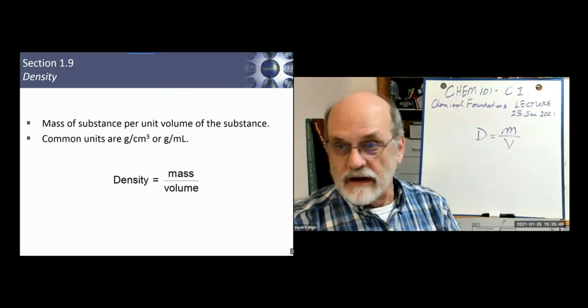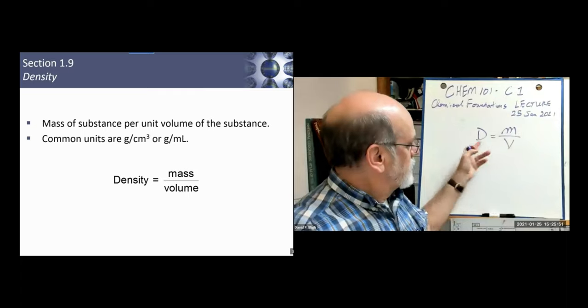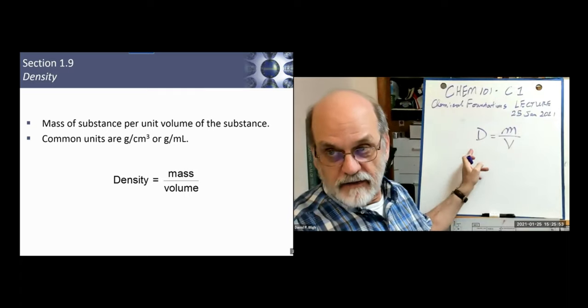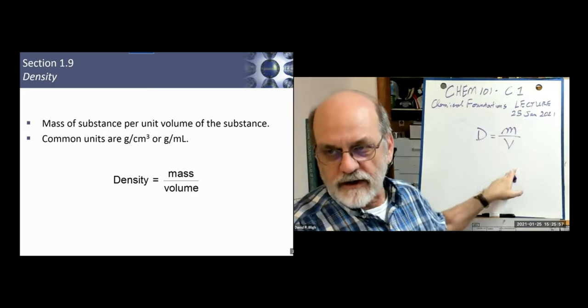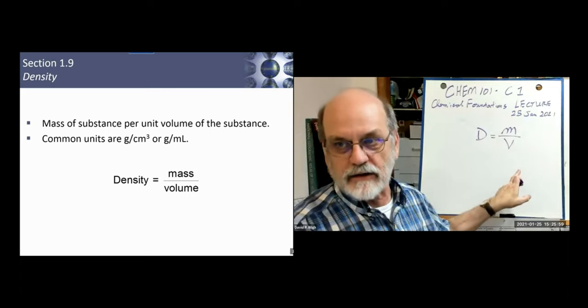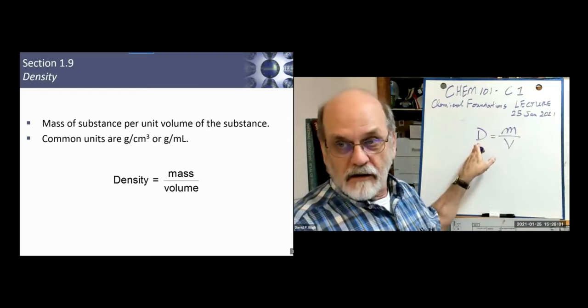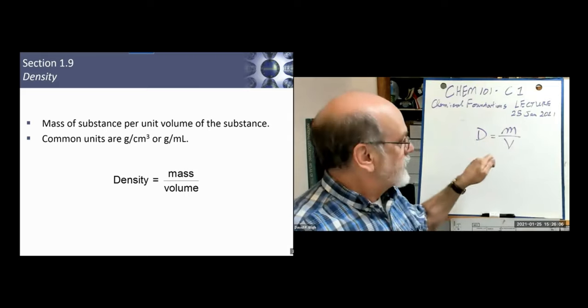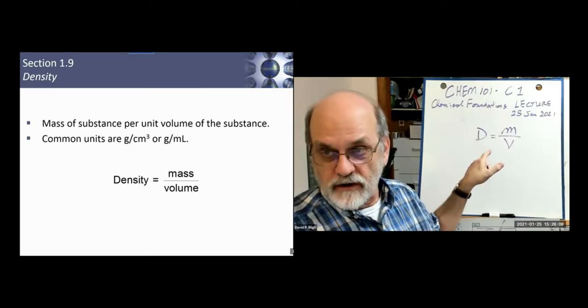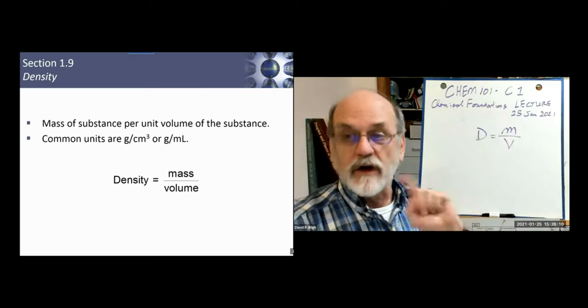All right. The thing about this is this is the definition of density. Density equals mass divided by volume, usually grams and cubic centimeters or grams and milliliters. But it's still an equation. It's a mathematical expression. And if you know any two of those, the third one is a single unknown, you can solve for it.